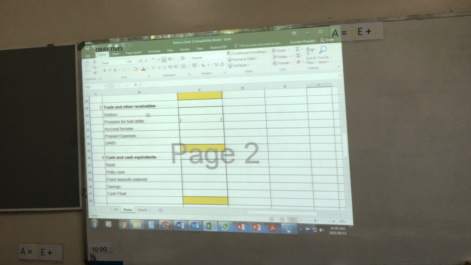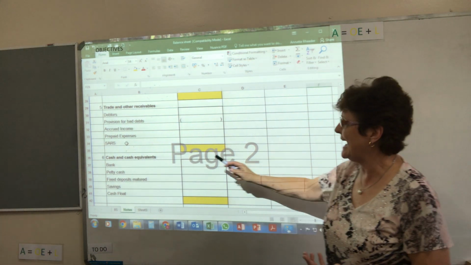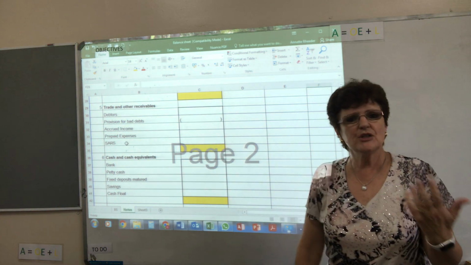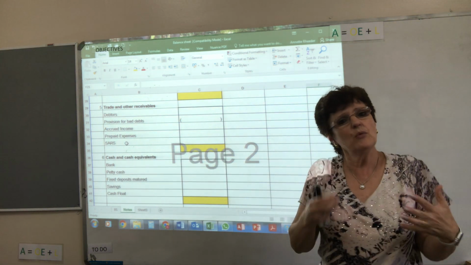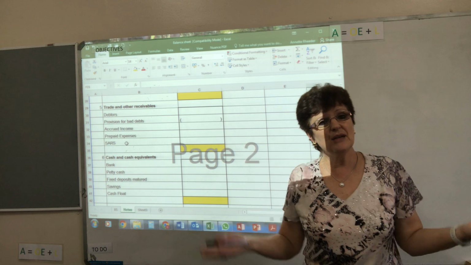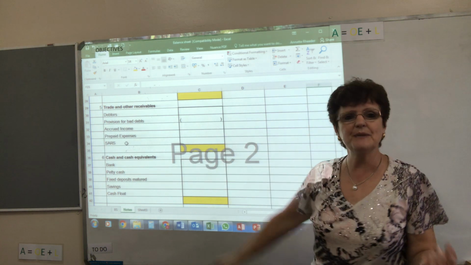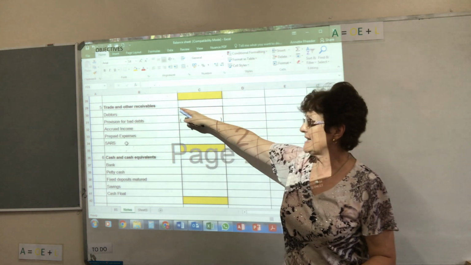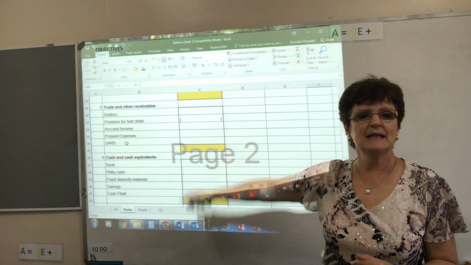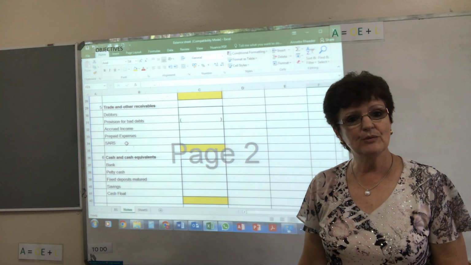So the very first thing is the debtors, then the provision for bad debts, accrued income, prepaid expenses, and sometimes SARS. Keep in mind that when you are given information, it is very possible that you won't have all of those. Maybe SARS isn't a receivable, maybe SARS is a payable, then it will not be here. Maybe there was no prepaid expense, maybe there was no accrued income. So it doesn't have to be there. All of them do not have to be there at the same time, but you need to know that's the possibilities. Knowing the possibilities will make it easier for you to complete your balance sheet.